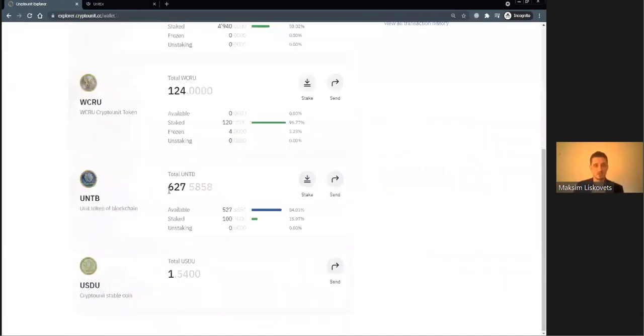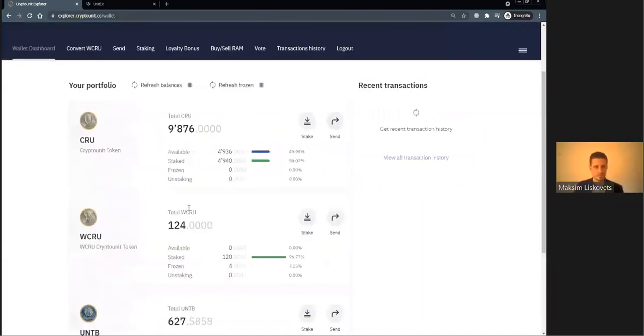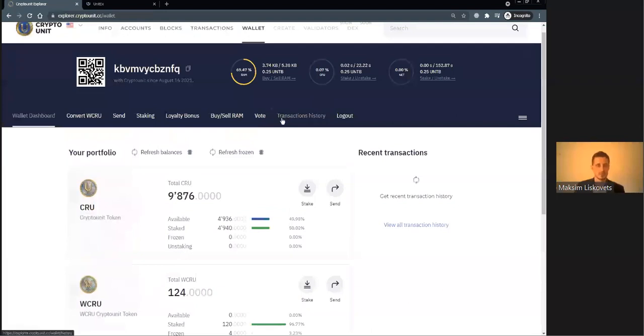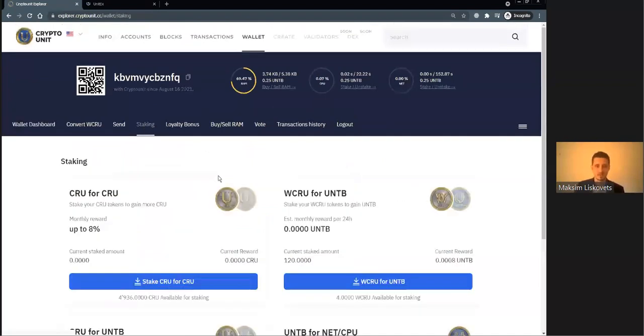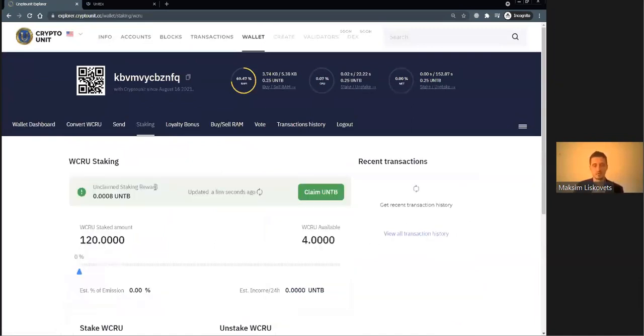And you may come back to the main page and you will see that here the relevant number of UNTBs was sent. Honestly speaking, I don't remember how many I had before, but the idea, I believe, is clear. You claim the UNTBs mined through staking of your World CRUs. They were mined through World CRU staking.